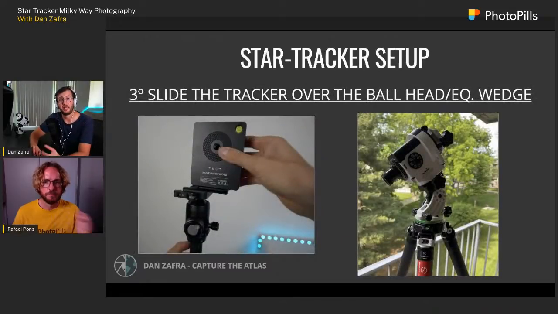Third, you have to slide the tracker either over the ball head or the equatorial wedge. This again is very simple. Just take your tracker and slide it either onto the ball head or the equatorial wedge. So this is again a very simple step.